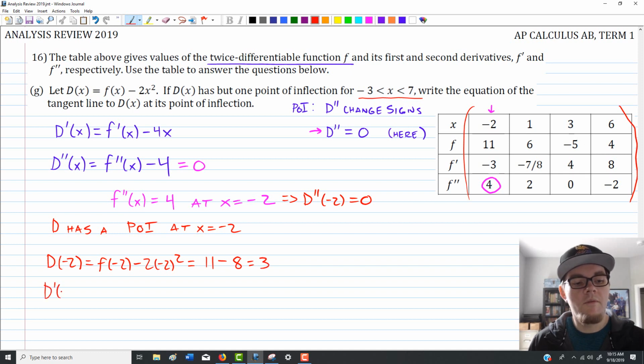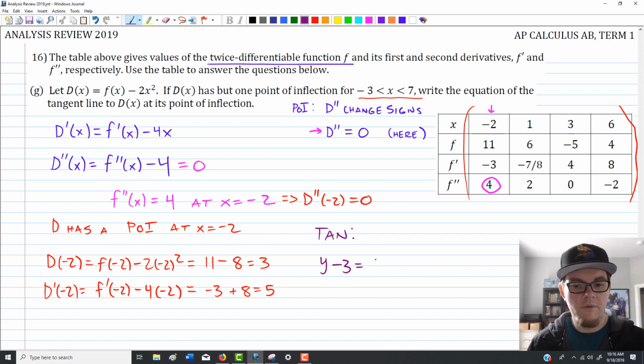Next we need d prime of negative 2. We said earlier d prime was f prime minus 4 times x. So plugging in negative 2 there, we'll get negative 3 plus 8 is 5. And given those pieces, to wrap this up, our tangent line is going to be y minus 3 equals, where's our slope, 5, quantity x minus a negative 2.